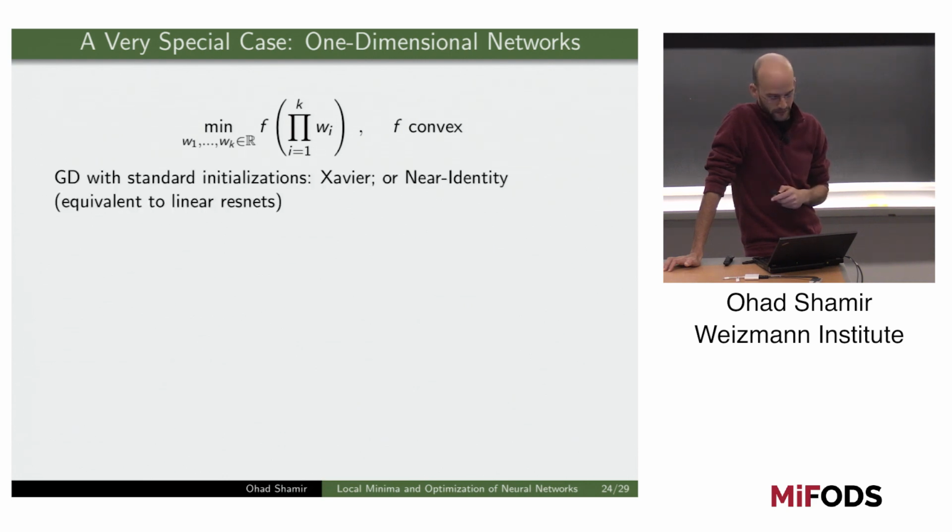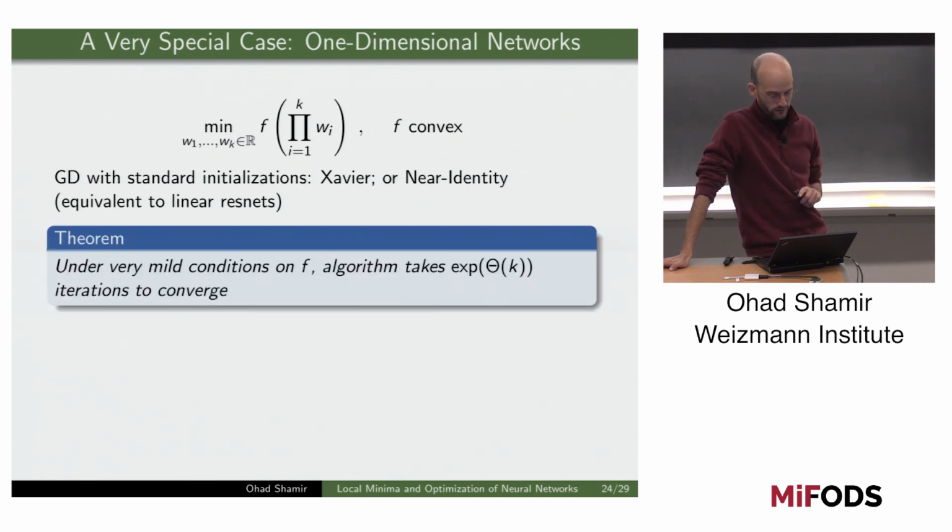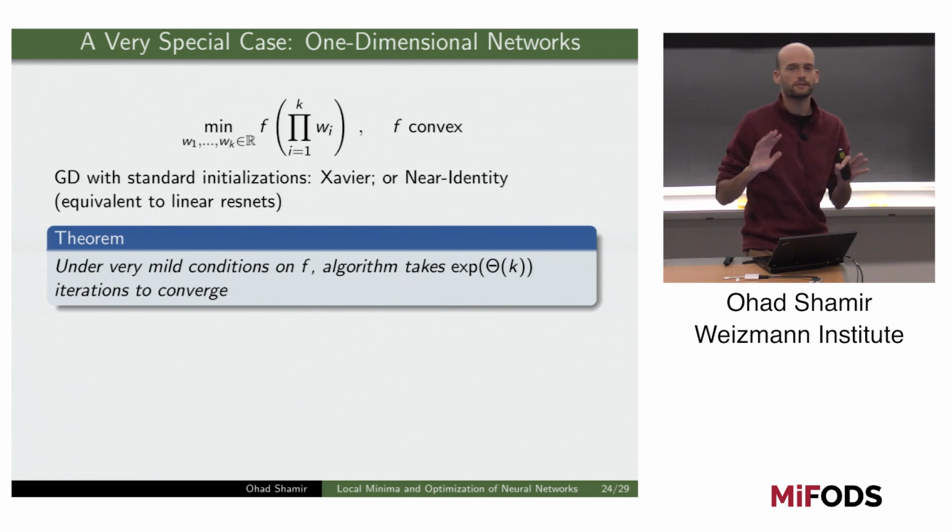And consider gradient descent with the standard initializations, either Xavier or close to the identity, which is motivated by making these networks equivalent to linear residual networks. Won't go into the details. Our main result is that already for these very, very special simple networks, and under extremely mild conditions on the loss, this algorithm takes exponentially many iterations to converge. That is exponential in the depth. And this is basically tight, both as an upper bound and a lower bound.